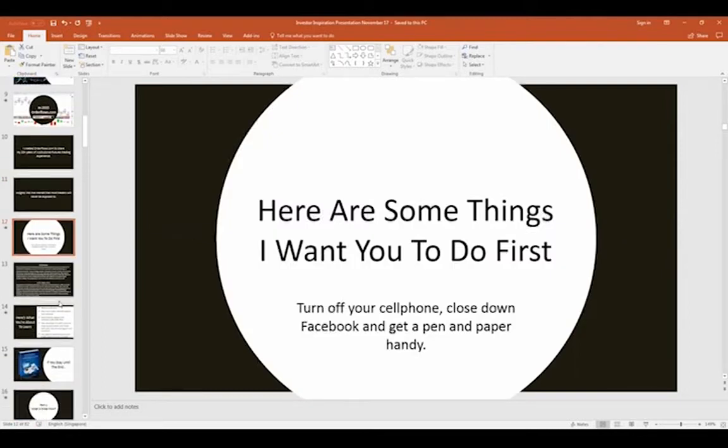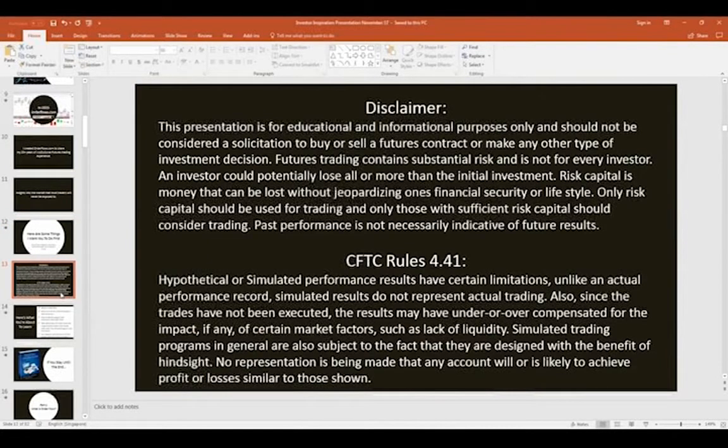So before we get started, all I ask is, just turn your cell phone off or put it on silent. Like being in the movies, no distractions. If you're on Facebook, close it down for now and get a pen and paper handy. Hopefully, you can pick up a few notes that can help you in your trading.